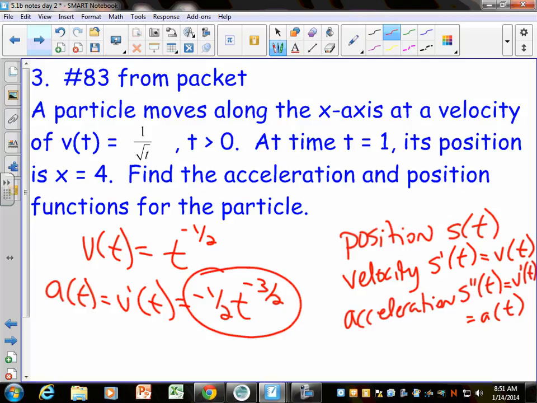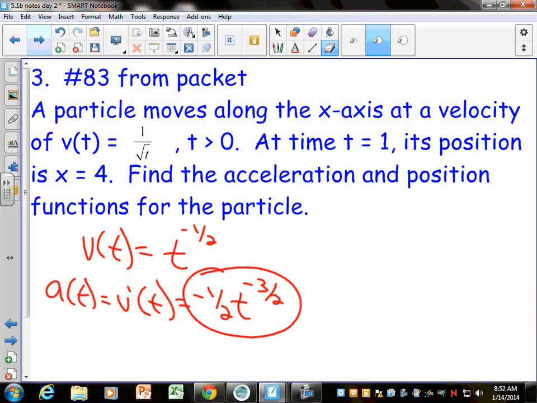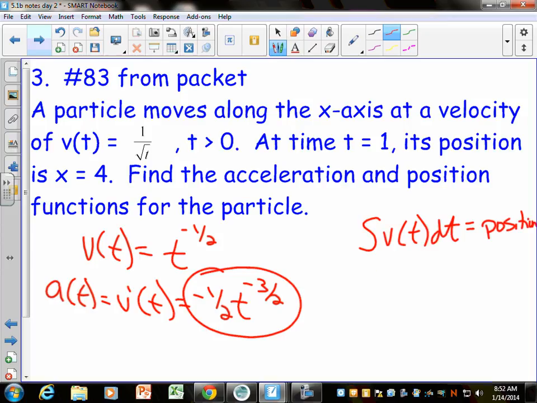We also want the position function. If we know velocity, how are we going to get position? Yeah, we got to work backwards. So we have to take the integral. So I could say that the integral of the velocity function is going to equal the position function. So I'm going to take the integral of t to the negative 1/2 dt. And so now integrating, I'm going to add 1 and divide by that. So what do I get when I add 1 to negative 1/2? And when you divide by 1/2, that's the same as multiplying by 2. So are you okay if I just put a 2 out front instead of dividing by 1/2? Plus C is smaller.